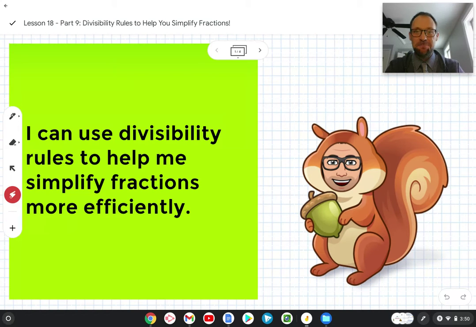Welcome to today's lesson. Today, I'd like to teach you some rules for divisibility. And these rules, I hope, will end up helping you multiply and simplify fractions more efficiently. So today's learning target is I can use divisibility rules to help me simplify fractions more efficiently. Today, in part one, we're just going to learn what those divisibility rules are. And then tomorrow, we'll apply them and start using them when we multiply and simplify.